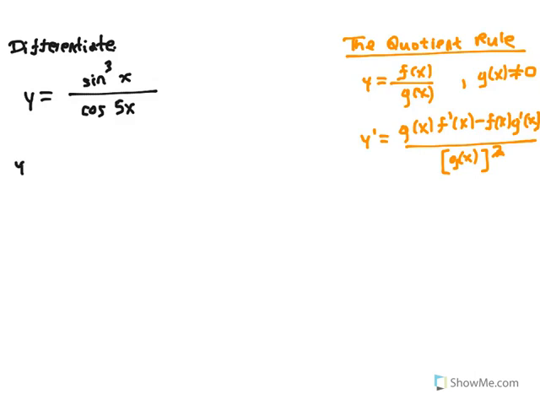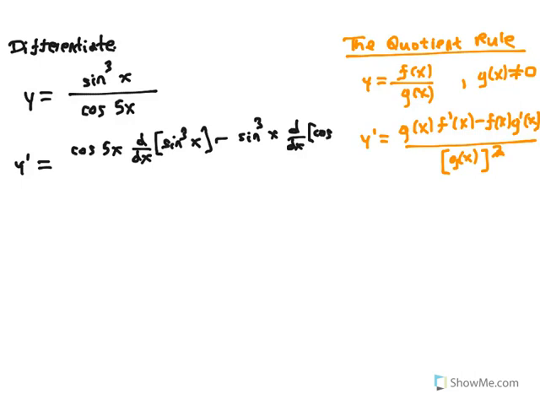We begin by setting up the work for the quotient rule. So we will have the denominator times the derivative of the numerator minus the numerator times the derivative of the denominator, all over the square of the denominator.